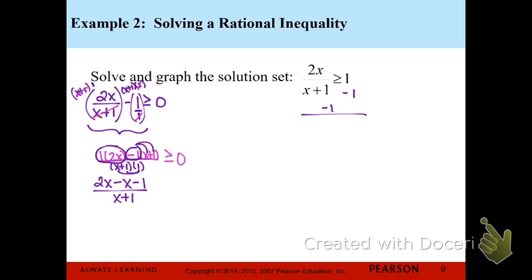Now what can we do? Combine like terms. So what's 2x minus x? What did I forget on the previous step there? I didn't bring down my greater than or equal to 0. All right, so x minus 1 over x plus 1 is greater than or equal to 0. So now I've got it simplified.